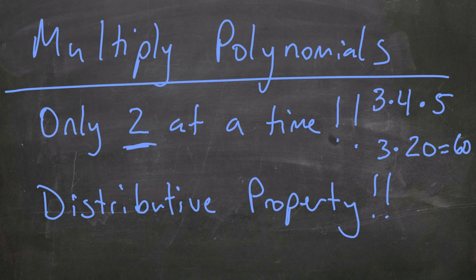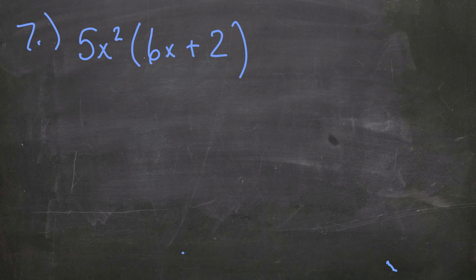And the other thing is the distributive property. Distributive property just basically means everything in one set of parentheses has to be multiplied by everything in the other set of parentheses. Alright, moving on to 7. 7 is a very simple one. You just say this one goes to this one, this one goes to this one.